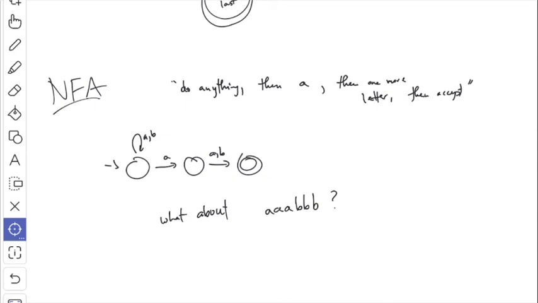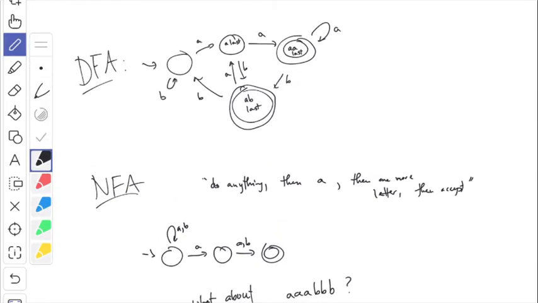Okay, one last thing. The point of this little example is just that it is often a lot easier to draw an NFA than a DFA for a particular language. If it's up to you to do a DFA or an NFA, often the NFA is simpler.